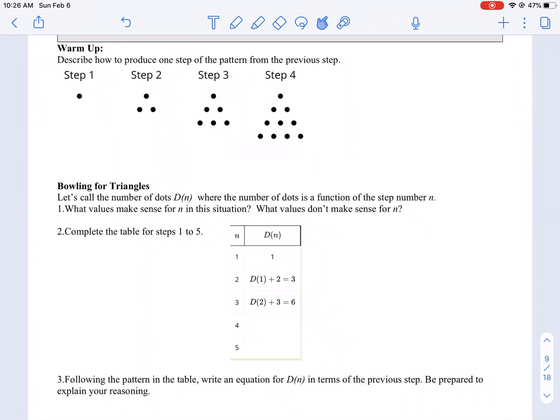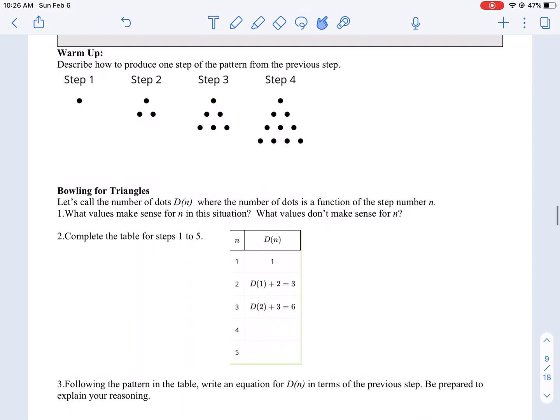So when there's step 1, there's 1 dot. Step 2, D1 plus 2 equals 3. D2 plus 3 equals 6. So how would you describe that they're getting this? So what would this one be? This would be, well, D3 plus 4 equals 10. So our fourth step, 4, it's that step before plus 4.